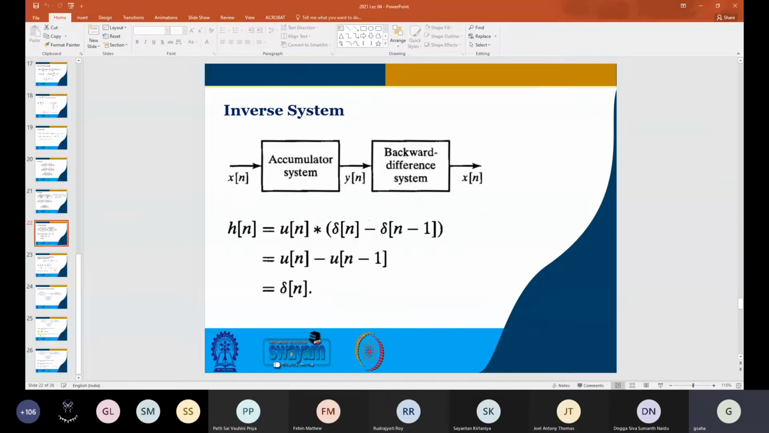This is the second block you are talking about, or the first block? We already know y[n] equals x[n] plus y[n minus 1] in the accumulator system. So when we take the backward difference, we get y[n] minus y[n minus 1] equal to x[n]. Right.